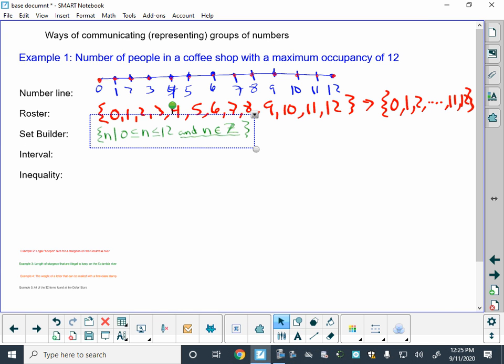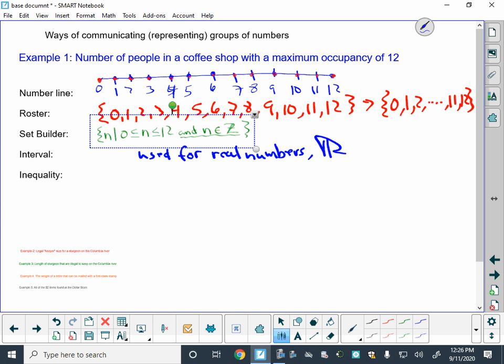Our interval notation, we wanted the interval notation. It's actually not going to work here. This is used for real numbers, okay, which we abbreviated as a capital R with an extra line through it, and that's true for the inequalities too. This is for real numbers only that we use those inequalities. So that is my example for number of people in a coffee shop with a maximum occupancy of 12.